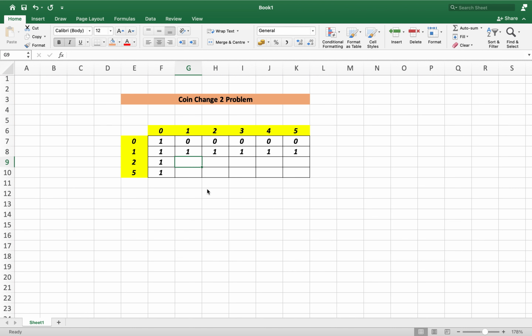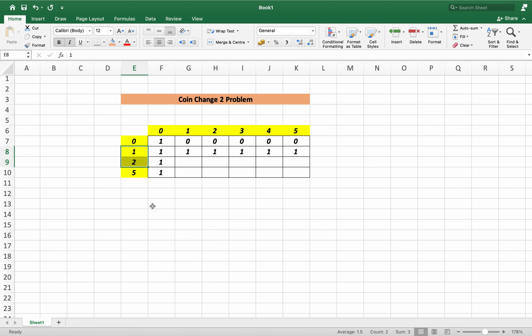Now let's move to the second row. We now have 2 coins in consideration, the coin of denomination 1 and the coin of denomination 2. The key to this problem lies in understanding that there are 2 scenarios pertaining to any amount. For example, if the amount is 5, then number 1, the number of ways in which this amount can be formed only using this coin of denomination 1, and number 2, the number of ways in which this amount can be formed using the coins of denomination 1 and 2.